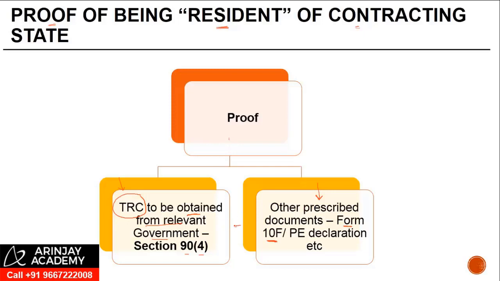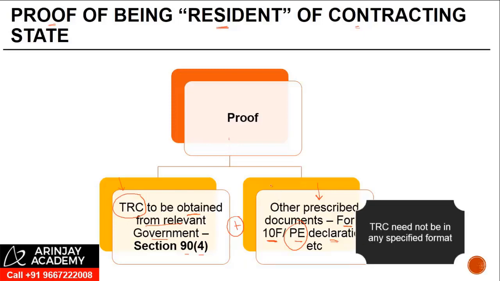But in addition to the tax residency certificate, you need to obtain Form 10F declaration, as well as certain other documents, which includes, in certain cases, that the person who's receiving the money does not have a permanent establishment or a PE in India. But unless and until you provide these two sets of documents, you will not be treated as a tax resident of the country of whom you want to claim the treaty benefit.